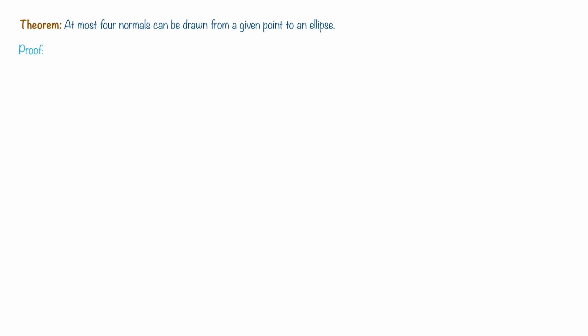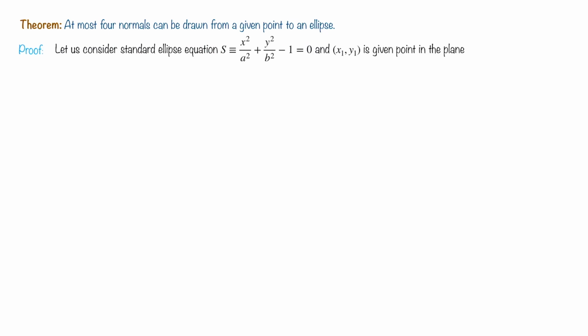Next theorem: at most 4 normals can be drawn from a given point to an ellipse. Let us consider the standard ellipse equation S equal to 0, x square by a square plus y square by b square minus 1 equal to 0, and the point (x1, y1) is a given point in the plane.